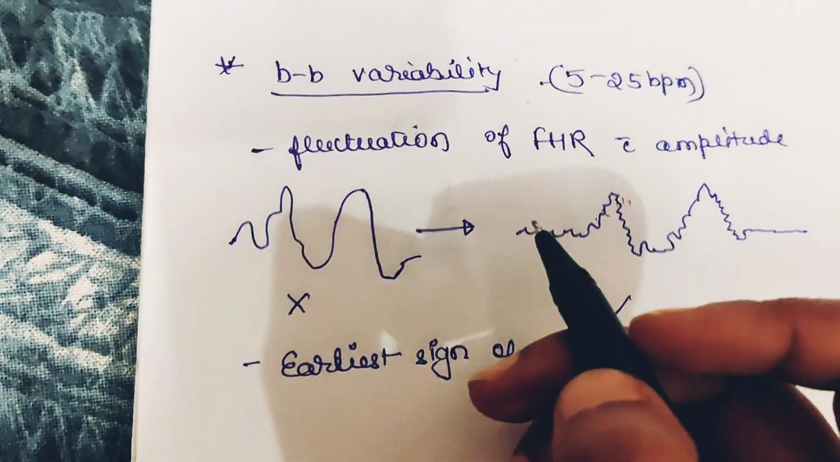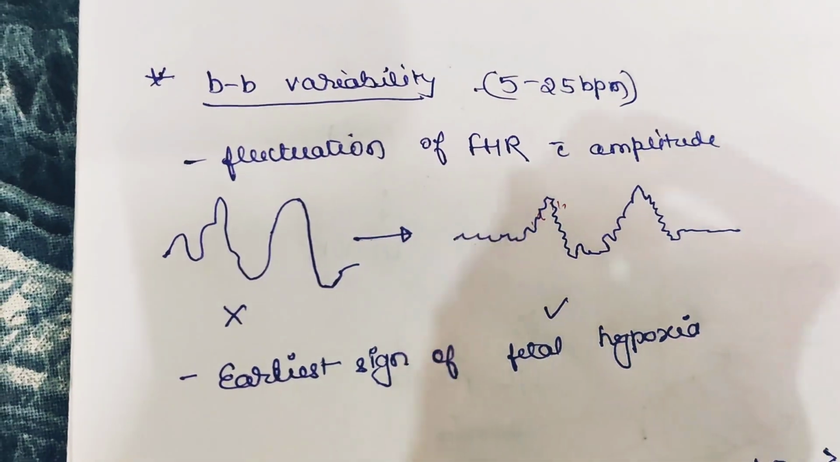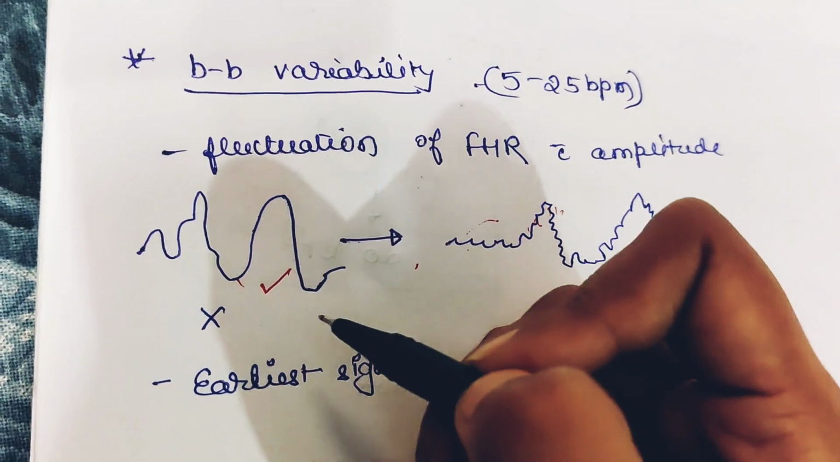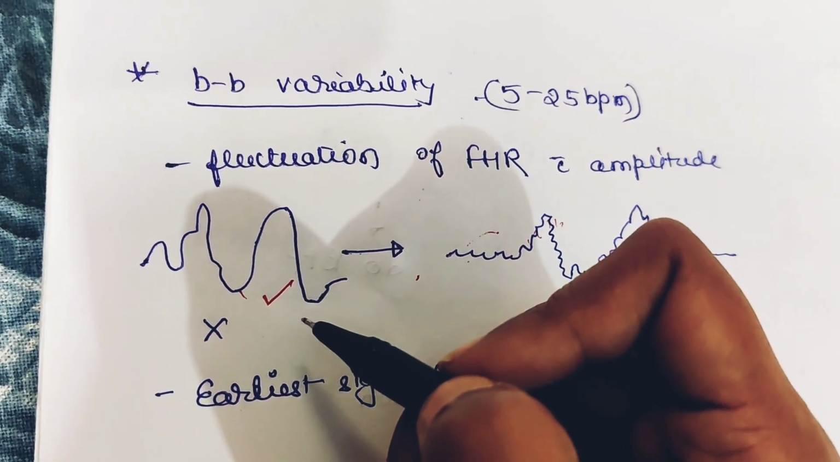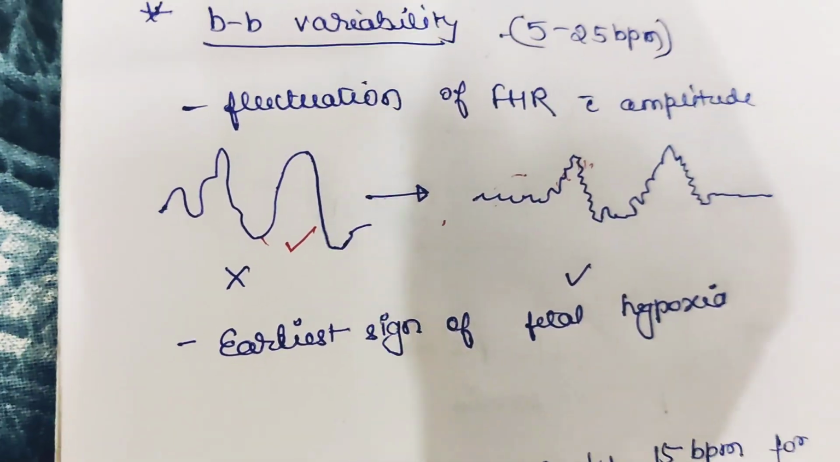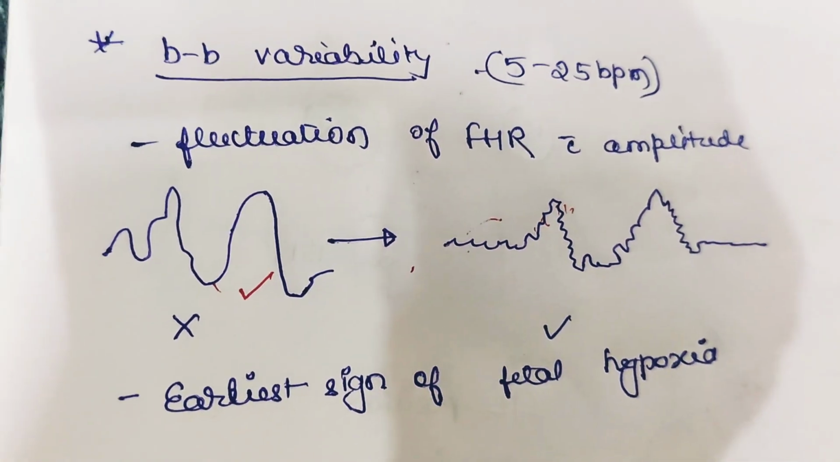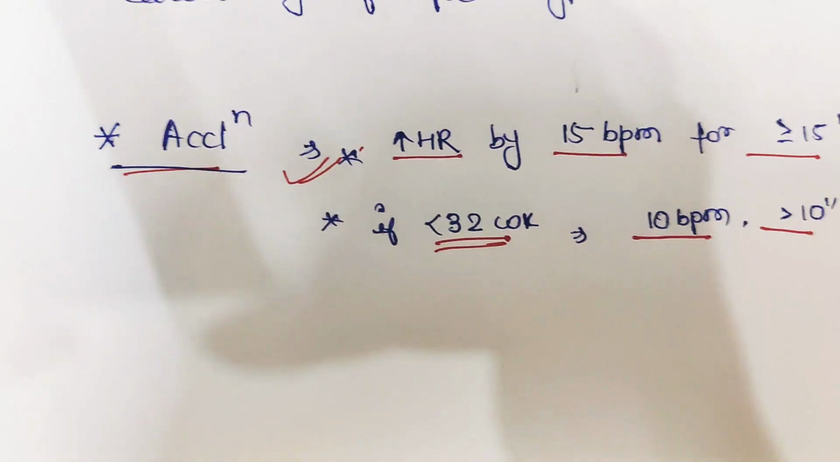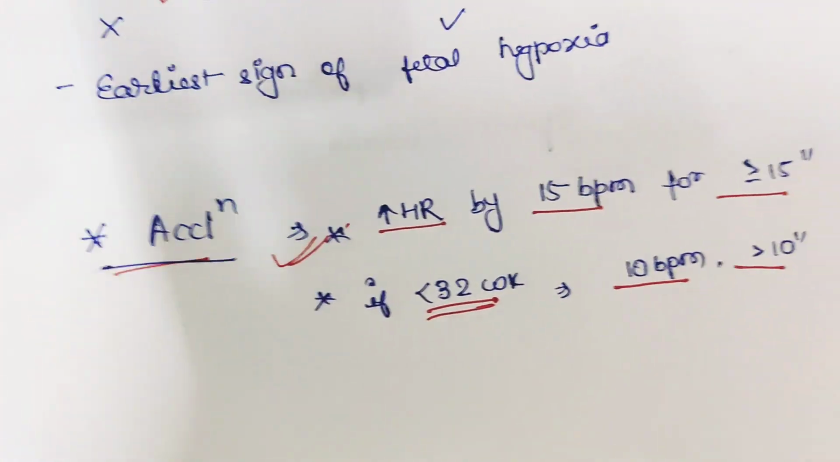Loss of beat to beat variability may also be due to some other conditions, like if the baby is sleeping, if the baby is compromised, if the fetus has acidemia, if there is a history of drugs in the mother like magnesium sulfate, analgesics, etc. Now we will see what acceleration and deceleration mean.